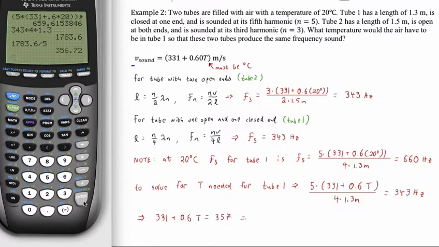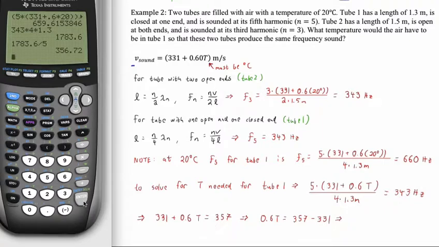So then I'm going to have 0.6 T equals 357 minus 331. So it's not an outrageously high temperature. It's going to be a very, very low temperature. Oh, and that makes sense because we're trying to bring the frequency way down from 660 down to 340, and that's going to involve lowering the temperature. The lower the temperature, the lower the frequency. So we've got to get this tube down to not absolute zero, luckily. So the answer is going to make physical sense, but we're going to need it low.